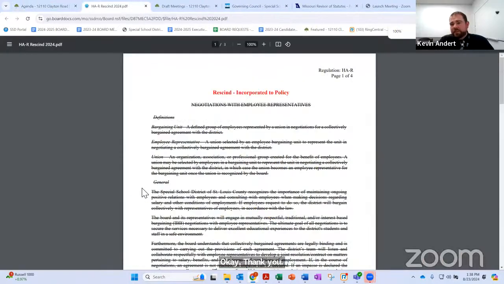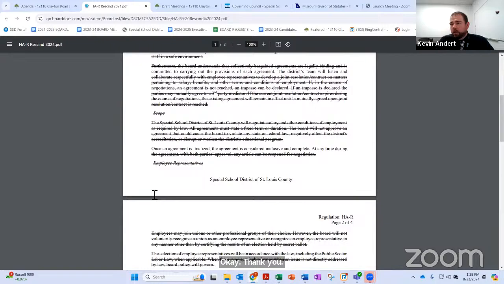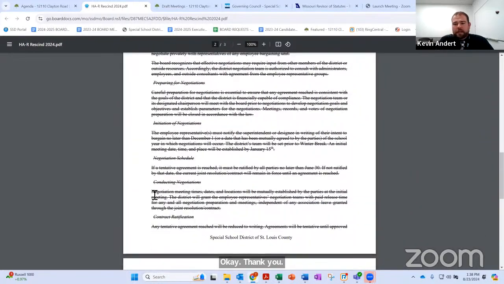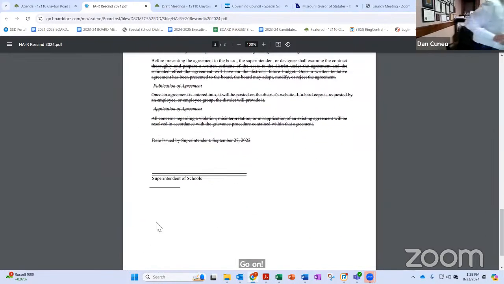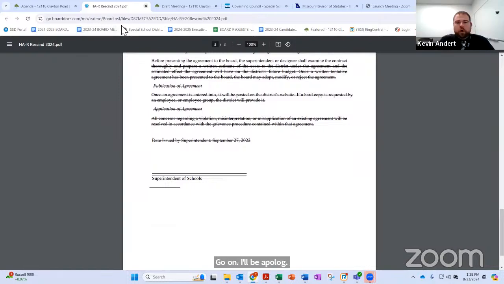And so then on the regulation, what we're doing here is sending all of the regulation, since everything that's in it now is in policy. So we would no longer have a regulation.